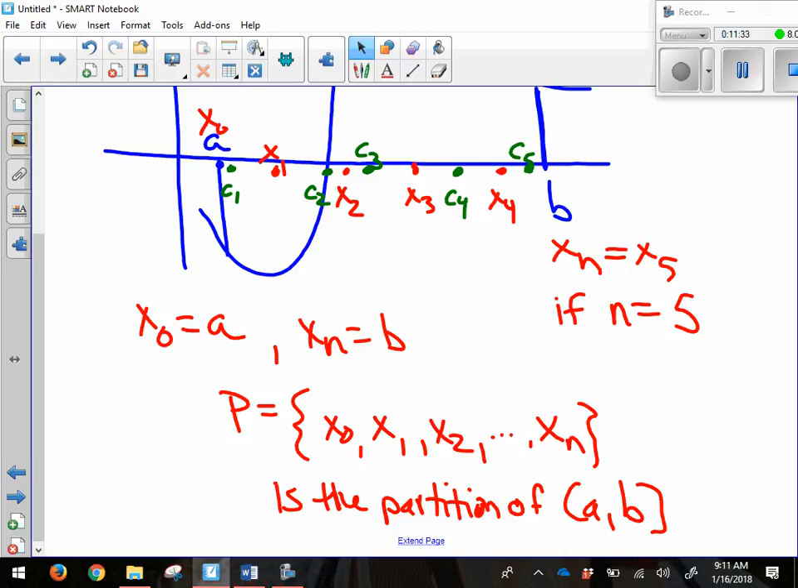Well, because they're x values, yes, they should be on the x-axis, except that I can't make the board do what I want it to do.